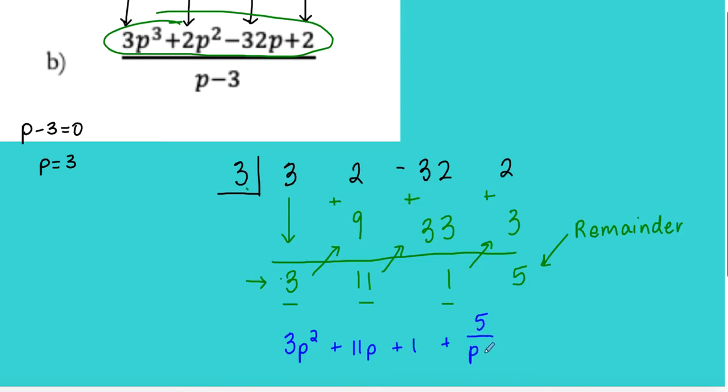So you can see that this is a really nice method to use, but it's just that it only works when the original divisor is a linear term, okay?